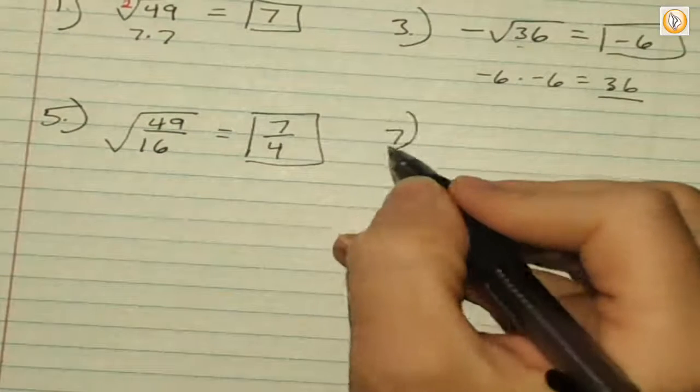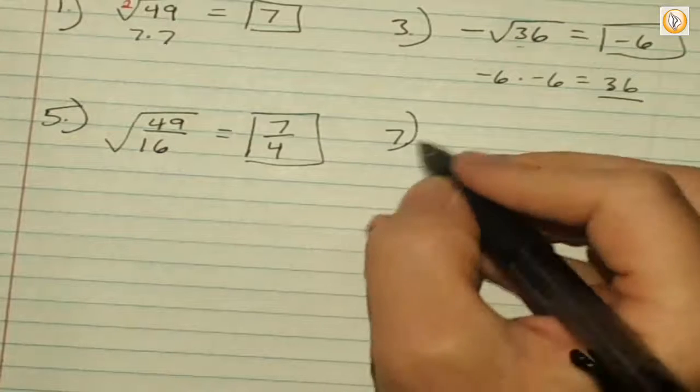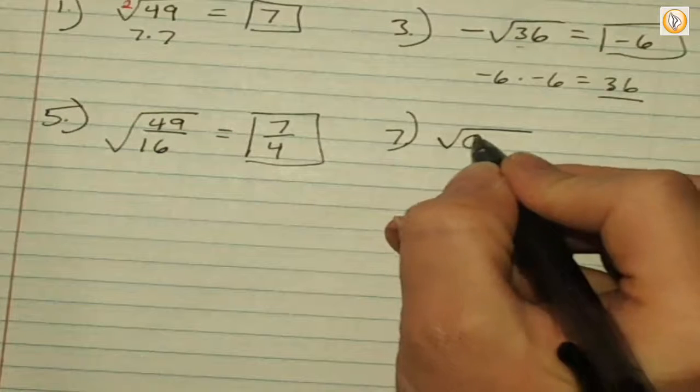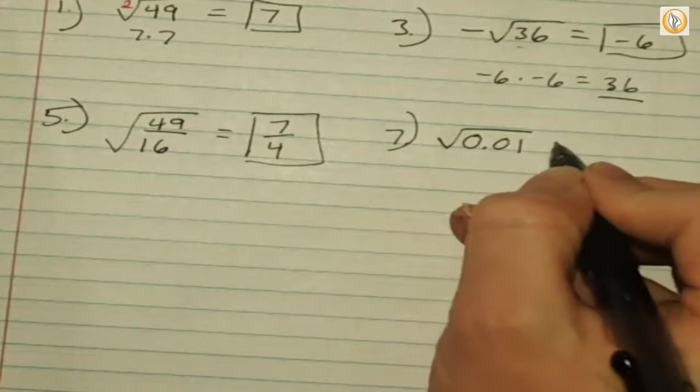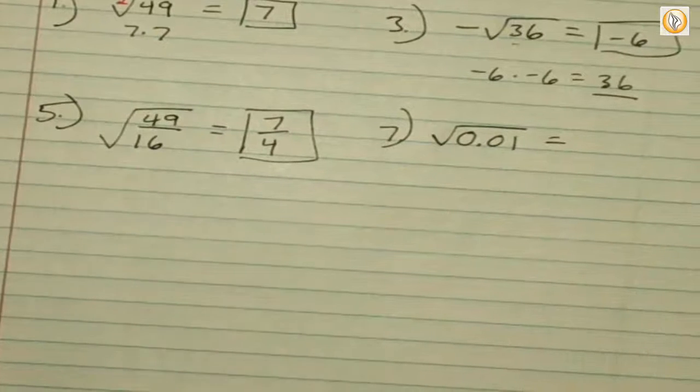All right, next one. Oh, this is fun. Square root of 0.01. Yeah, man, there's decimals.